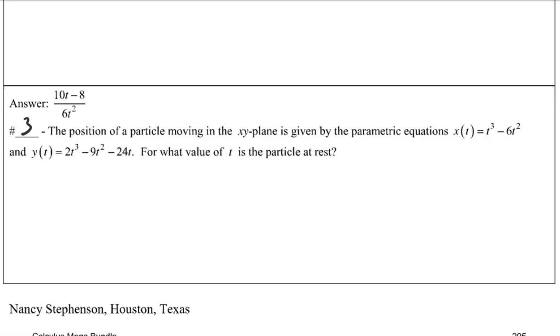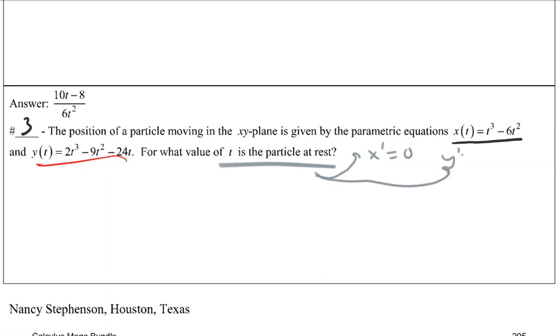All right, question 3 is an interesting little parametric equation. We've got the position of x equation, the position of y equation, and we would like to know during what time this particle is at rest. So what you need to understand for this to be at rest is you want it to not be changing in the x direction and not be changing in the y direction.